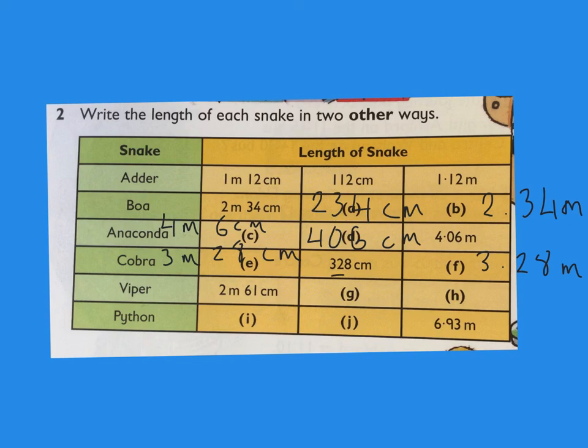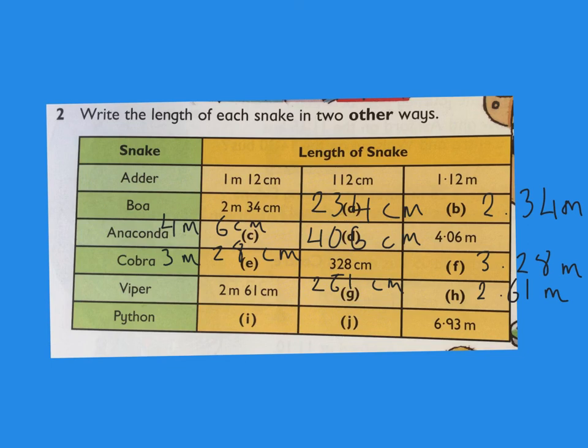So the viper is 2 meters 61. What is that in total of just centimeters? That's easy. So 261 centimeters, and in decimal form, then it is 2.61 meters. Okay, the next one, the python, then again we have to work backwards.